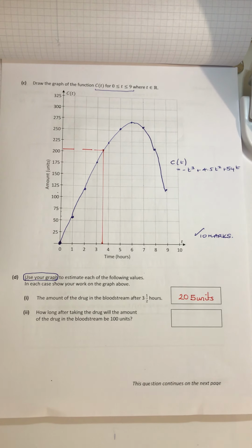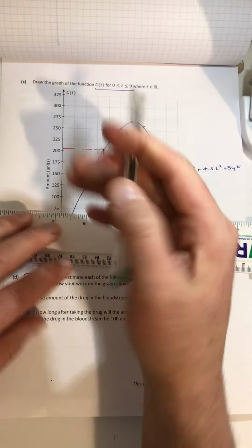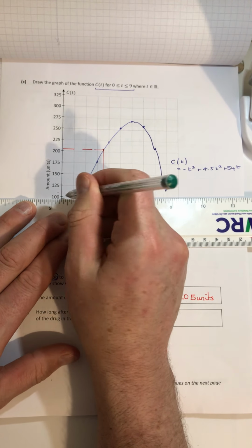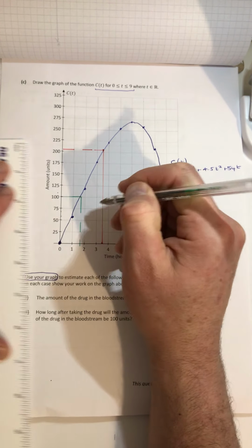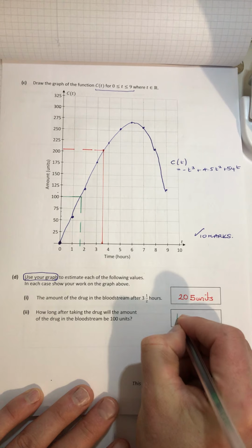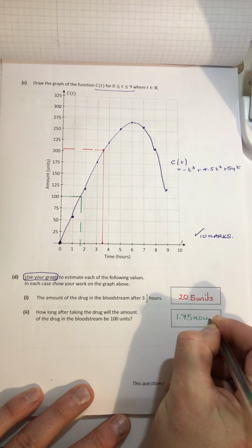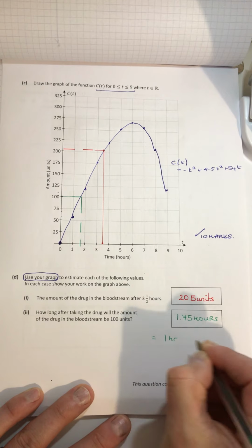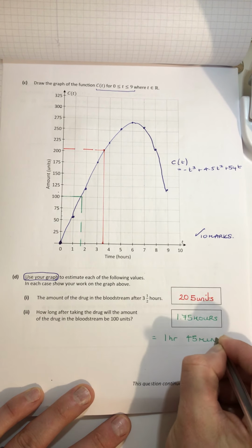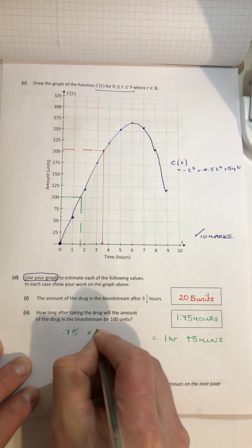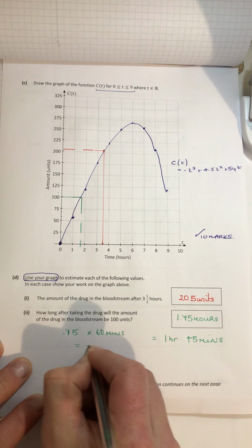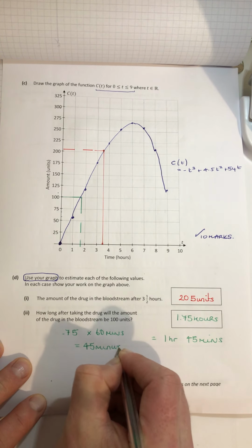Then for the next part, how long after taking the drug? This time we want to go to the units. So we're going to go to 100 units, go across and down. How long would that be? Probably about 1.75 hours, which would be equal to 1 hour and 45 minutes, because 0.75 multiplied by 60 minutes is equal to 45 minutes.